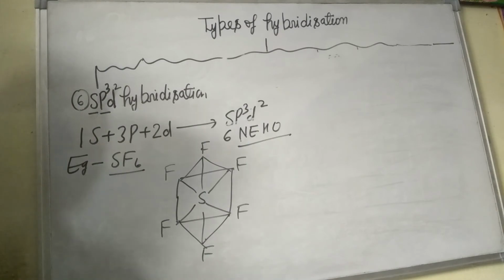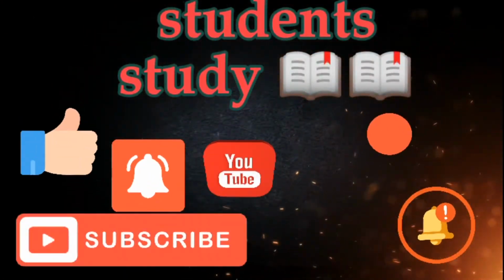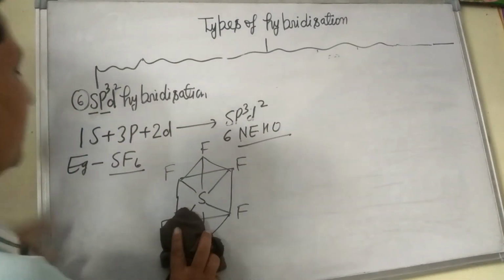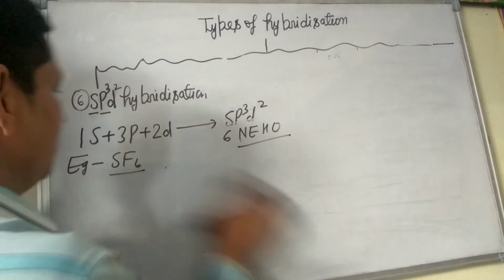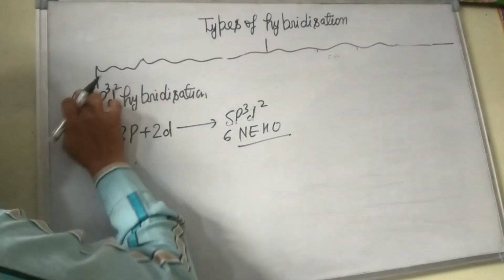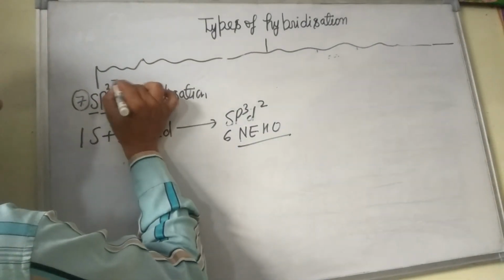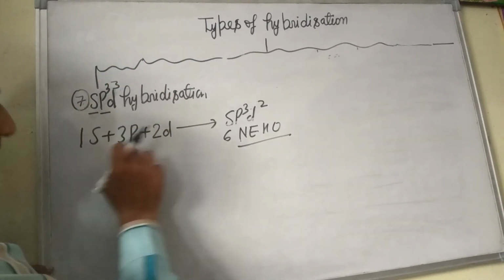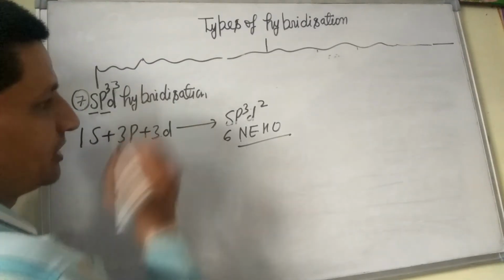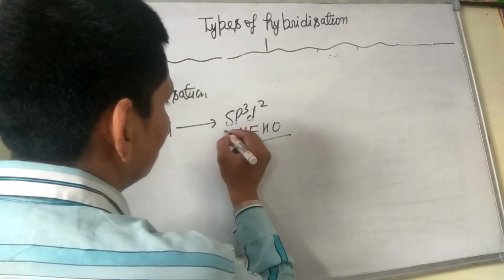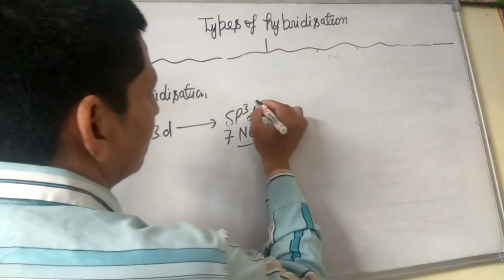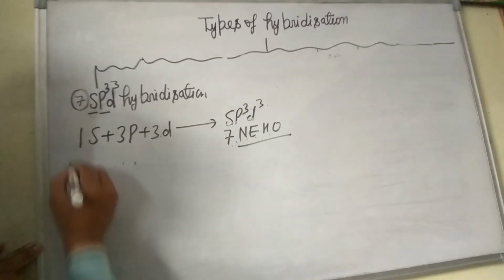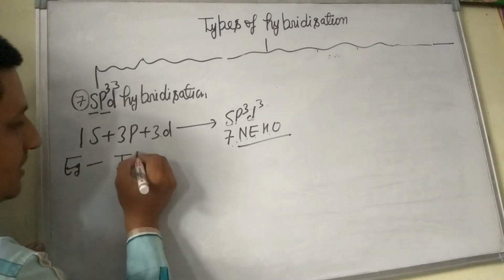After this, next is sp3d3 hybridization, number 7. When 1 s orbital, 3 p orbitals and 3 d orbitals mix together to form 7 new equivalent hybrid orbitals. This is called sp3d3 hybridization. Example, IF7.